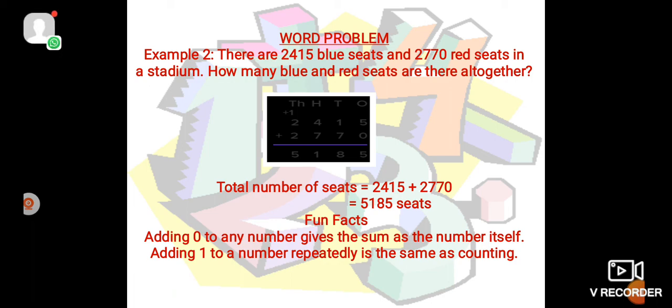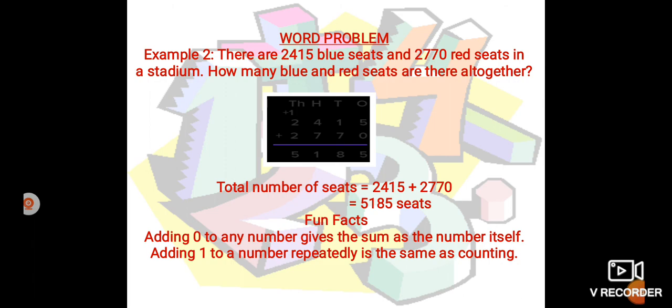So what to do? We have to plot them first of all according to the place value chart. Sorry children, very sorry. Please pardon me. The places are 4: thousands, hundreds, tens and ones. So, according to the place value, plot the numbers 2415 and 2770.